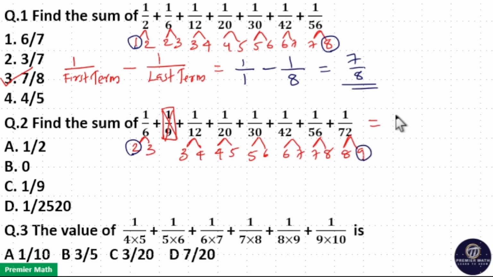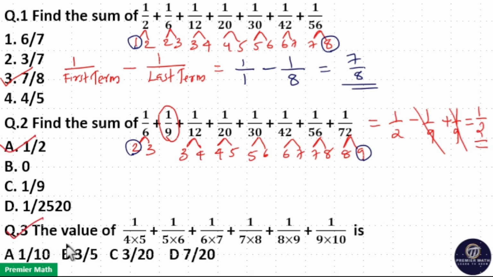So your answer will be 1 by 2 minus 1 by 9. But you have to include this 1 by 9 as well. So add 1 by 9 to the sum 1 by 2 minus 1 by 9. Now minus 1 by 9 and plus 1 by 9 cancel. 1 by 2 is your answer. Option A is your answer.